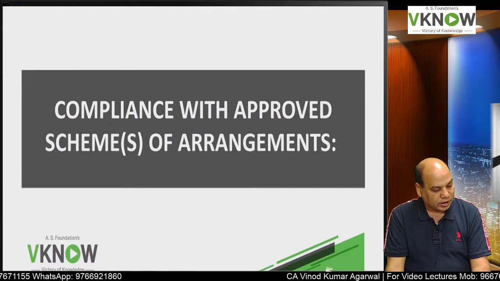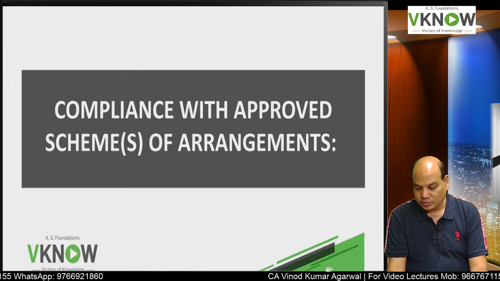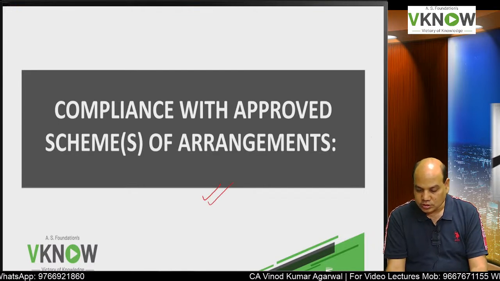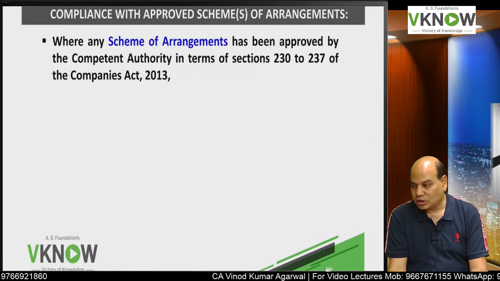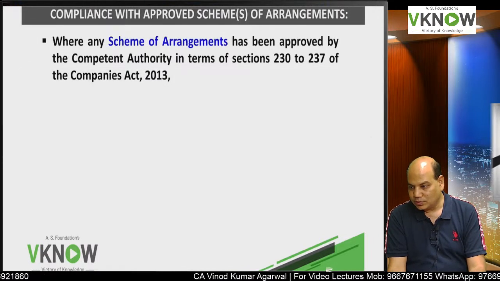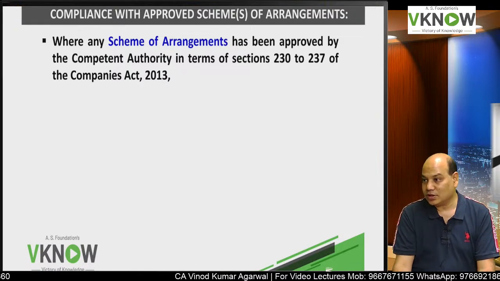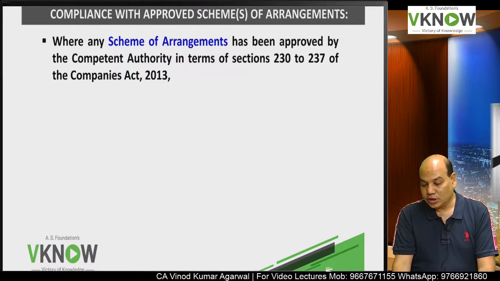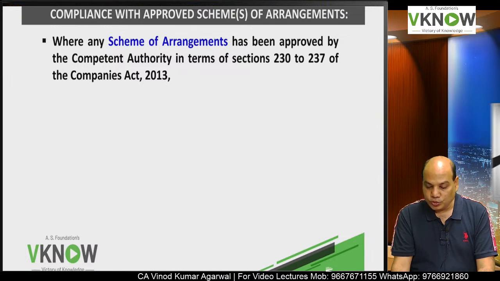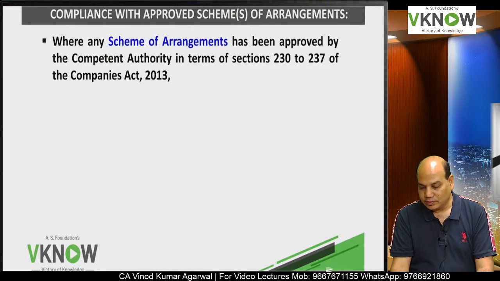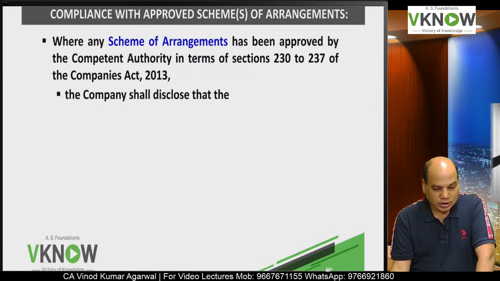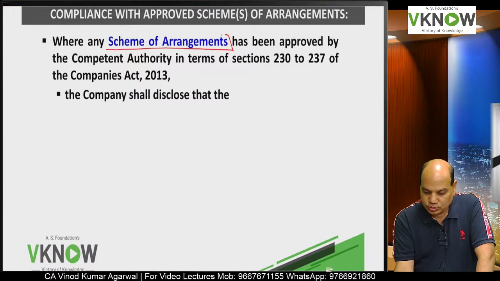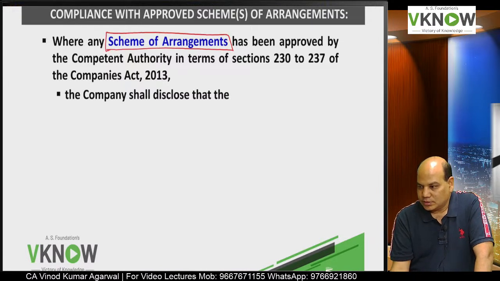Next point is compliance with approved scheme of arrangement. So this is related to the Companies Act, sections 230 to 237, when a company goes for some kind of restructuring. Where any scheme of arrangement has been approved by the competent authority as per sections 230 to 237, what are the disclosure requirements? Again, not very important because it's more of a legal compliance.